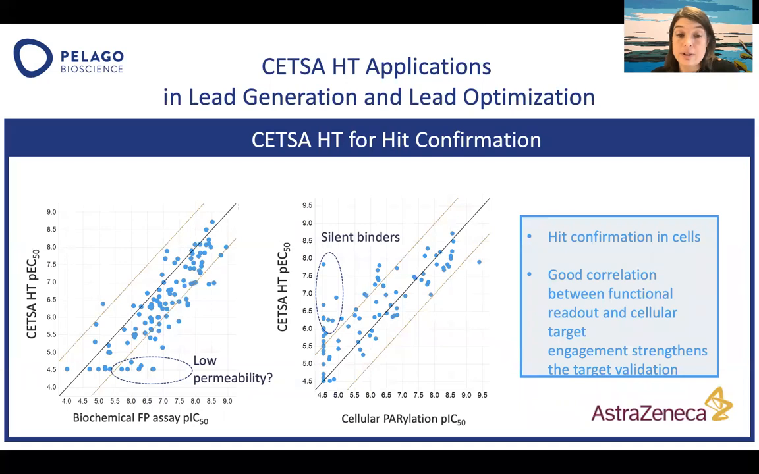The second graph showed the correlation between CETSA HD data and, in this case, a cellular PARylation assay. And of course, if you have a good correlation, this is something that strengthens your target validation. But also it highlights that CETSA HD can be used to identify silent binders. And this is particularly interesting if you are working on a PROTAC project where you would like to identify something that binds to a protein, but not necessarily affecting the function of the protein.